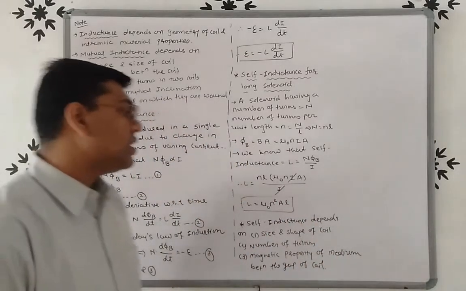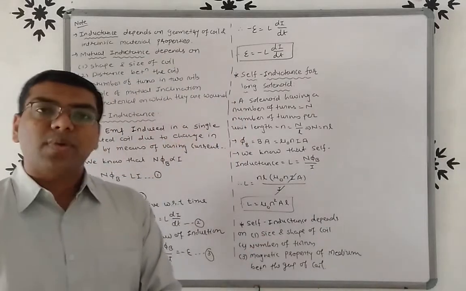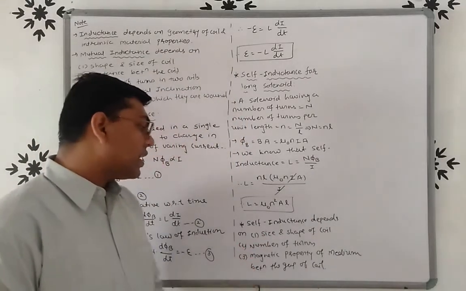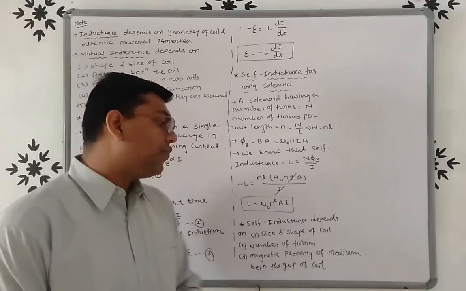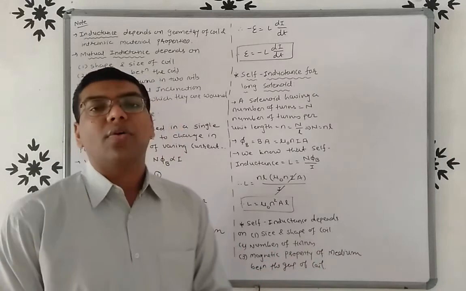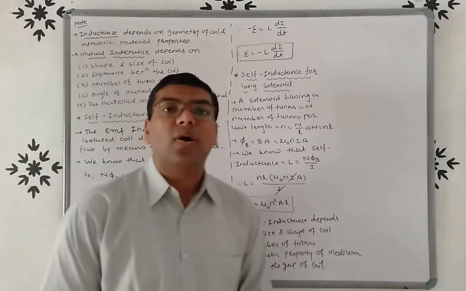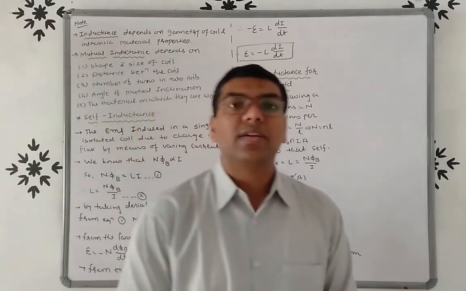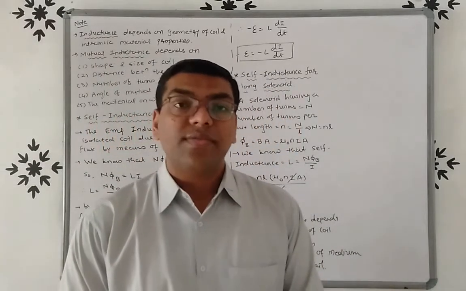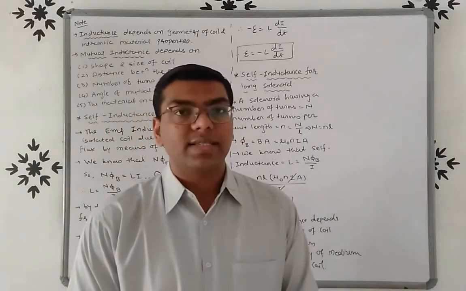Right? So the self-inductance depends on first, the size and shape of the coil. Second, the number of turns, and third, the magnetic property of the medium between the gap of the coil. So these are the factors on which the self-inductance depends.